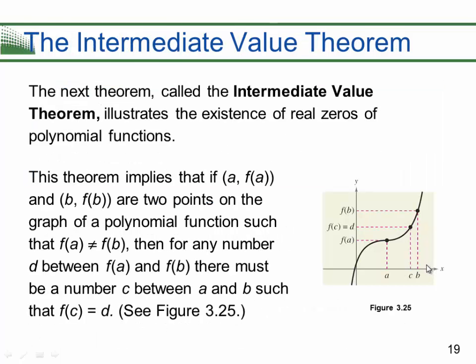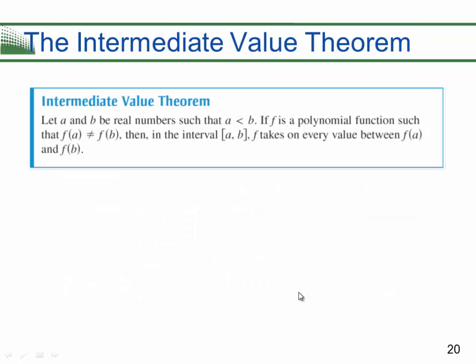All right, last is the intermediate value theorem. The intermediate value theorem just says basically for any two points, there's always a point in between those two points. Okay? Both an x value in between the x values and a y value in between the y values. So we can use it to find zeros.